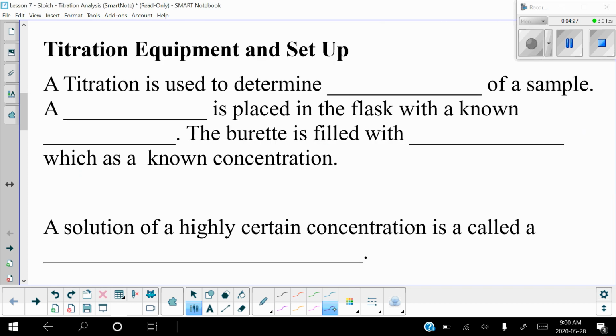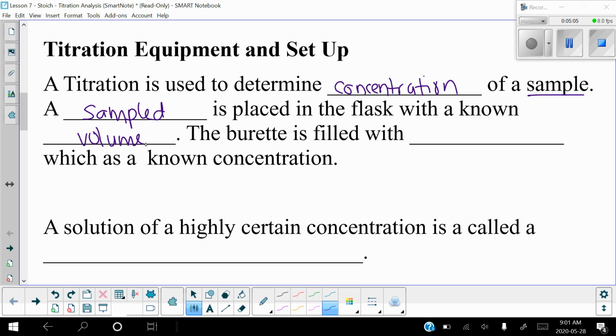Okay, let's get into titrations. So when you are doing a titration, it's a very specific setup in the lab. A titration is used to determine the concentration, so it's always going to be an unknown concentration of a sample. Okay, we'll talk about where the sample is placed in a titration. A sample is placed in the flask with a known volume. So the thing about a sample is we don't know its concentration, but we do know its volume.